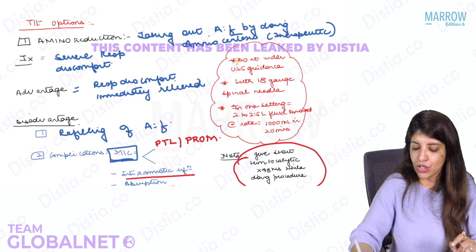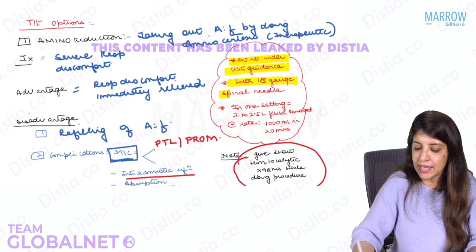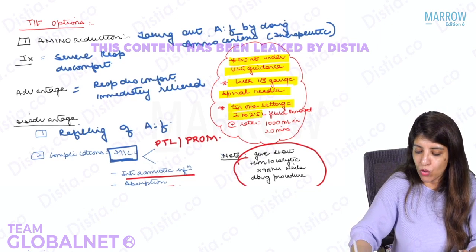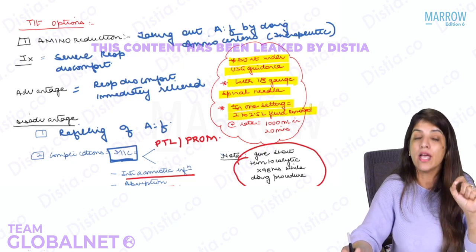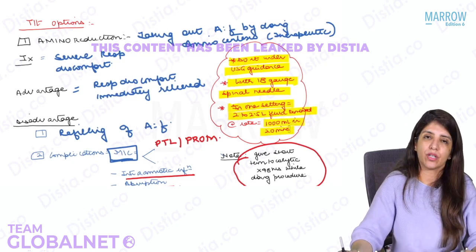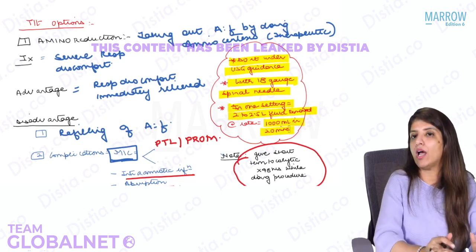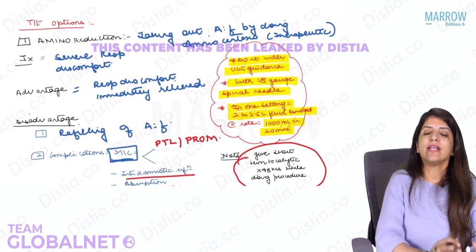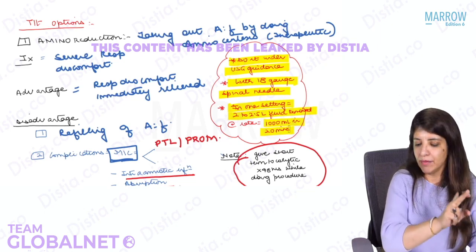Now, when you are doing amnioreduction, there are certain technicalities which you have to keep in mind. You do it under ultrasound guidance, with an 18 gauge spinal needle, and in one setting you are going to remove 2 to 2.5 liters of amniotic fluid, not more than that, at the rate of 1 liter in 20 minutes.